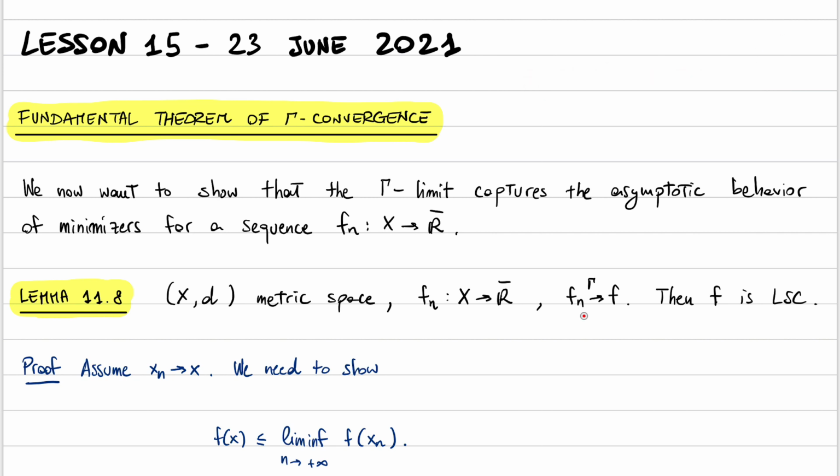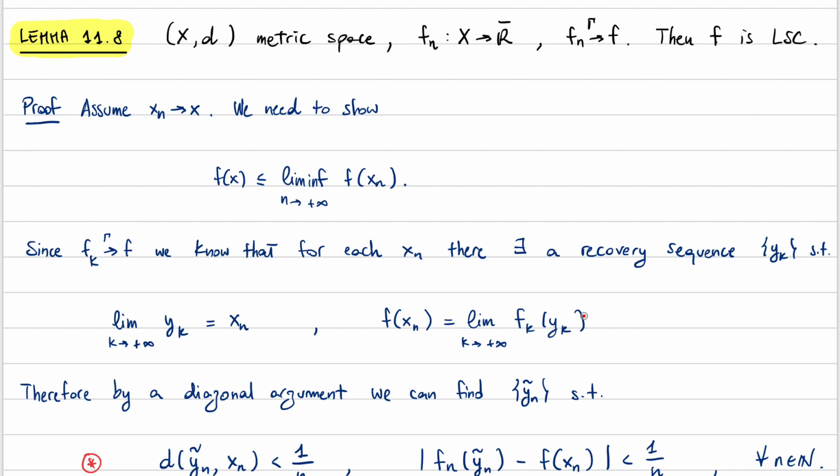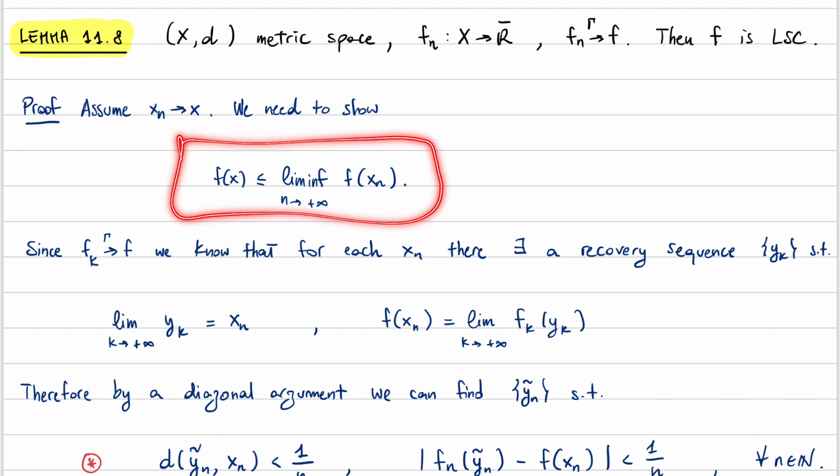Okay, in order to prove this result, we start with this technical lemma. So let (X, d) be a metric space, Fn a sequence of functionals from X into the extended reals, and assume that Fn gamma converges to some limit functional F. Then the conclusion is that the gamma limit is lower semi-continuous. So proof: assume that xn goes to x0, we need to show the lim-inf inequality, so the lower semi-continuity inequality.